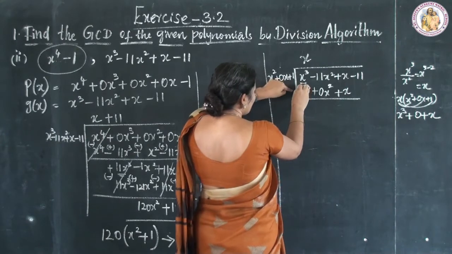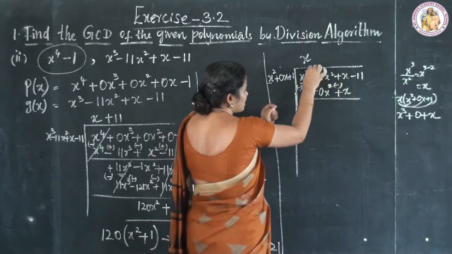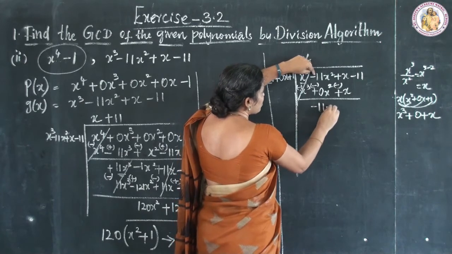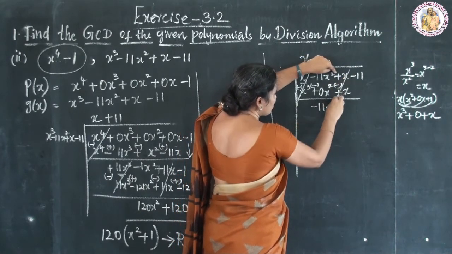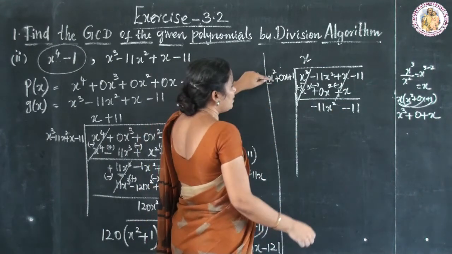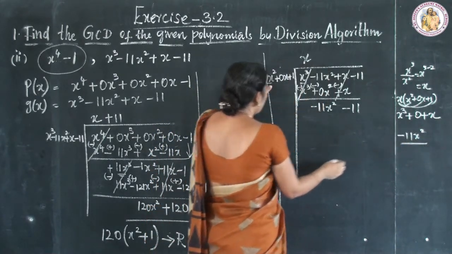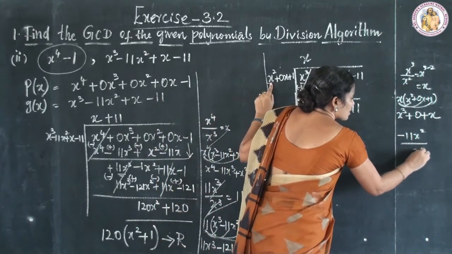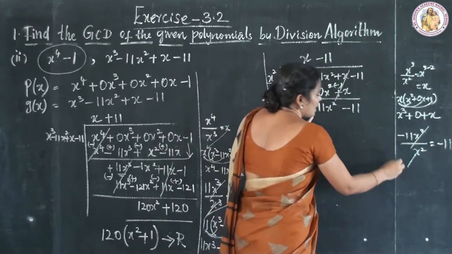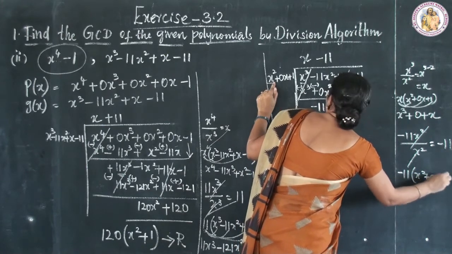Now change the sign. Minus, cancel. Here you have 0, so write minus 11x square, and different sign goes for cancel, minus 11. Okay? Now again what you have to do? Take the first term, minus 11x square divided by x square. X square cancel, it is minus 11. So write minus 11 and take minus 11 into x square plus 0x plus 1.